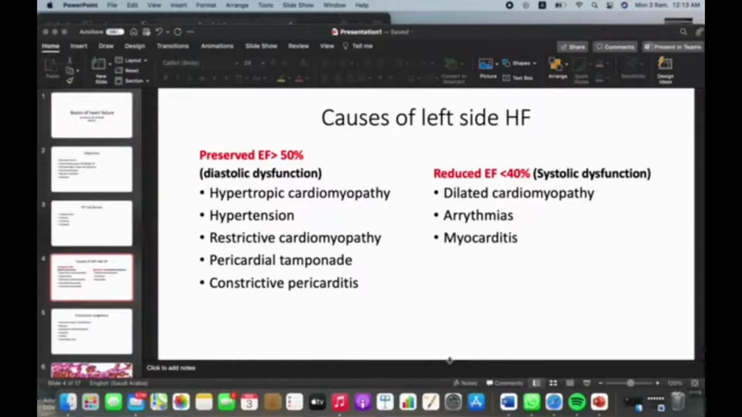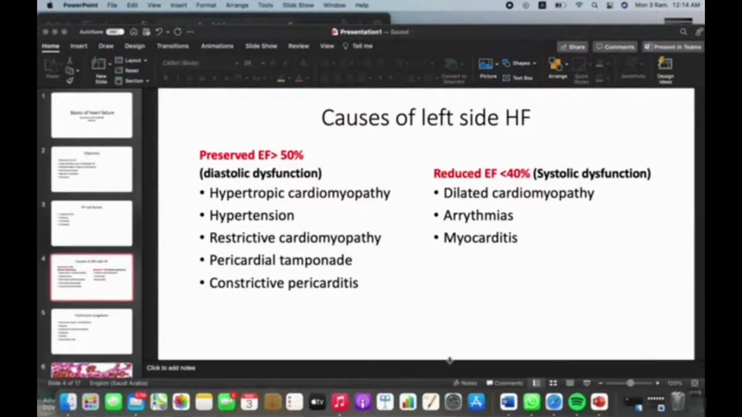The causes of left side heart failure fall into two categories. The first is preserved ejection fraction, more than 50%, also known as diastolic dysfunction. The idea in this category is the heart is unable to fill properly during diastole, so less blood is ejected during systole. The examples are hypertrophic cardiomyopathy and hypertension. Long-standing hypertension can cause concentric hypertrophy of the left ventricular walls, restrictive cardiomyopathy, pericardial tamponade, and constrictive pericarditis.